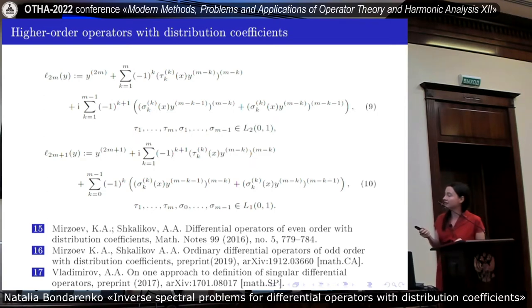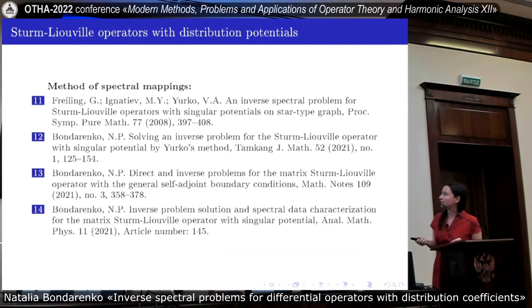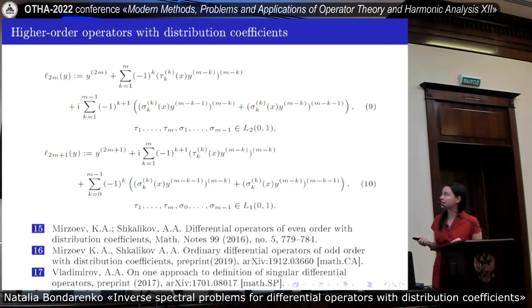If tau k and sigma k are sufficiently smooth, then we can differentiate and open these brackets and obtain the form 5. So if the coefficients are sufficiently smooth, then these expressions can be reduced to the form 5. But now we will consider the case when tau k and sigma k are functions of L2 for the even case and of L1 for the odd case. Here the derivatives are understood in the sense of distributions.